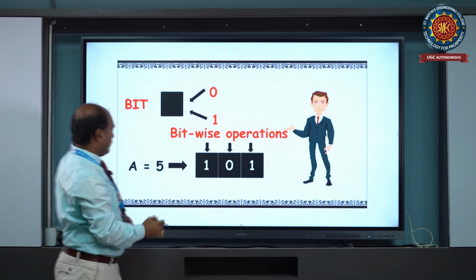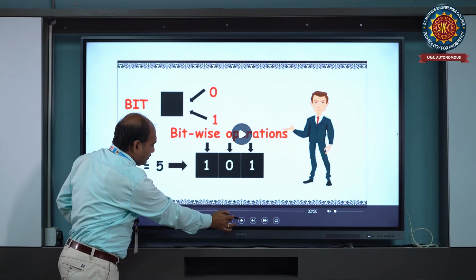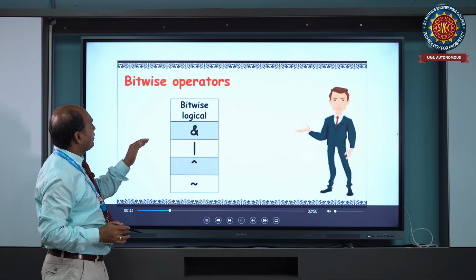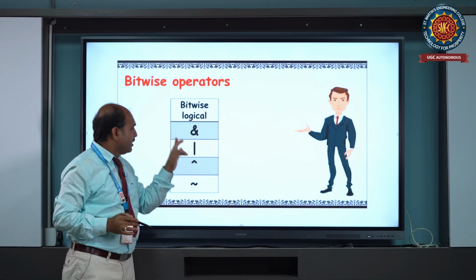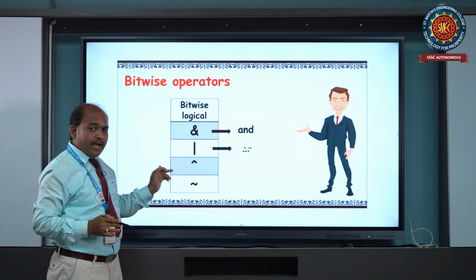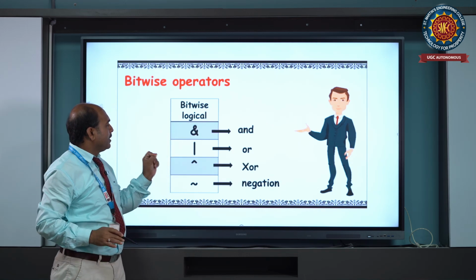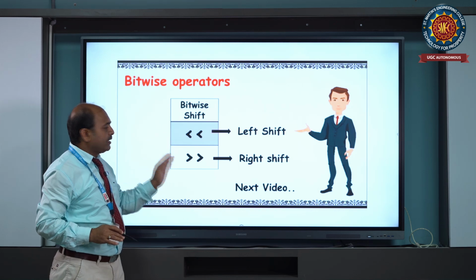In the same way we will go for the next number, that is B equal to 4. Bitwise operator. Here we are having what? Bitwise logical AND, pipe symbol, caret symbol and negation, tilde symbol. Ampersand is used for AND, pipe symbol, left shift and the right shift.